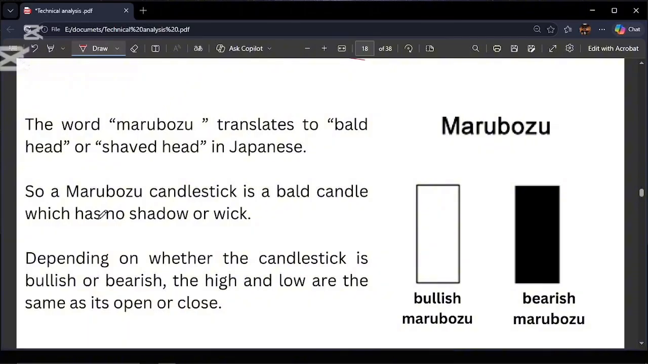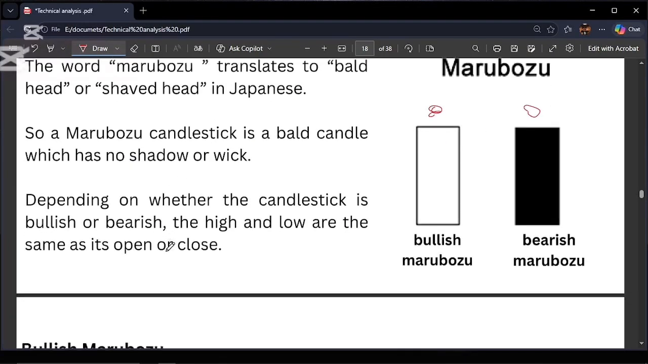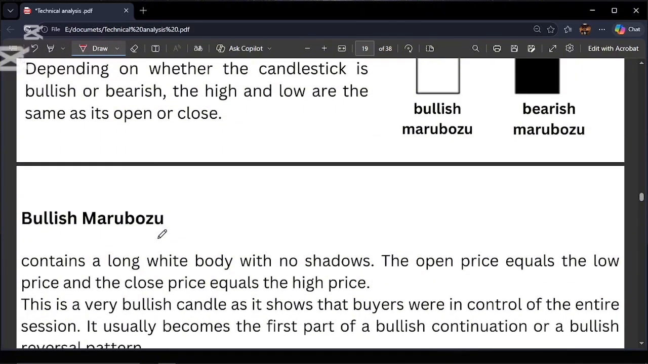We have the bullish marubozu and the bearish marubozu. The high and the low are the same as the open and close. Like when it opens and goes up, it closes where it has stopped. Marubozus have no wicks, completely. They are bald-headed. So let's talk about the bullish marubozu.